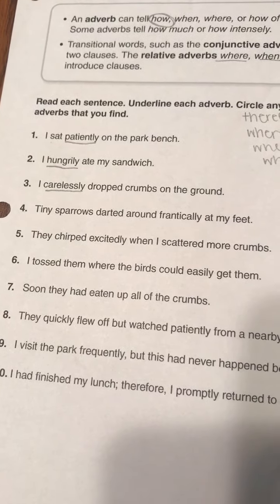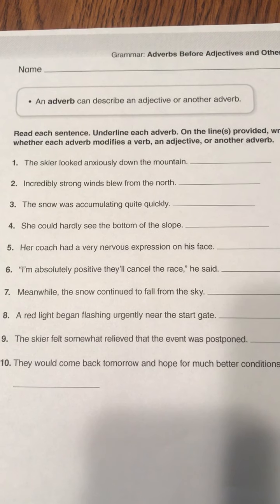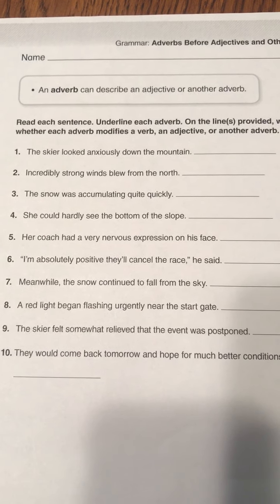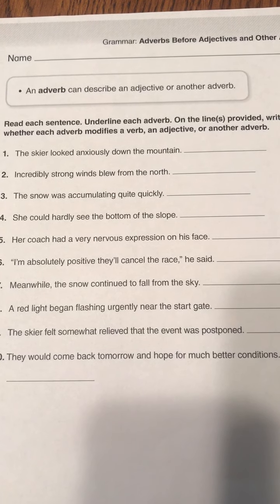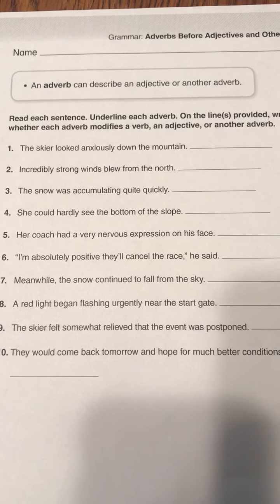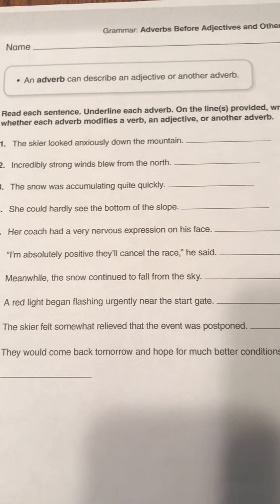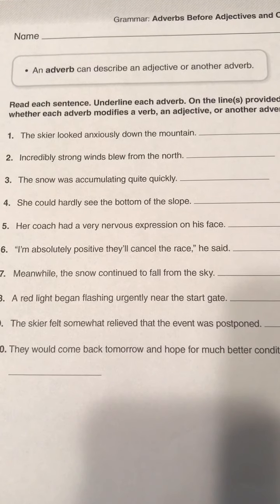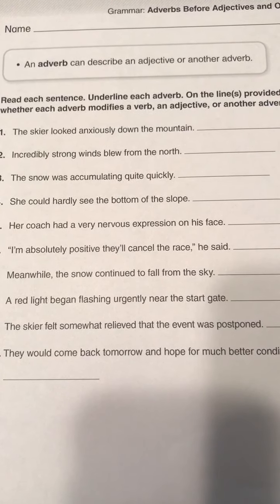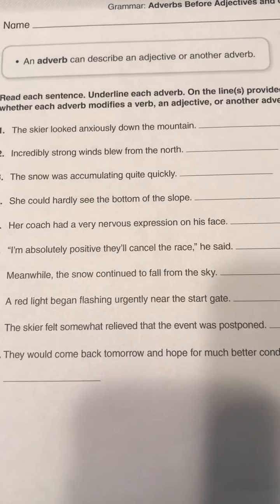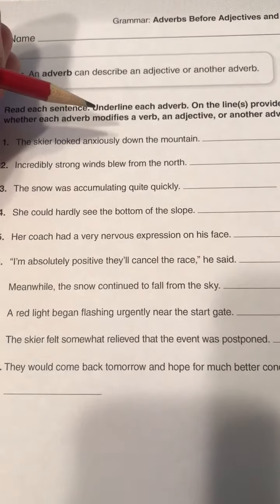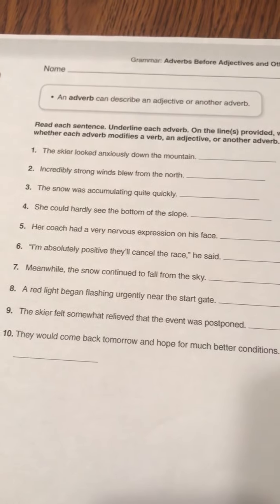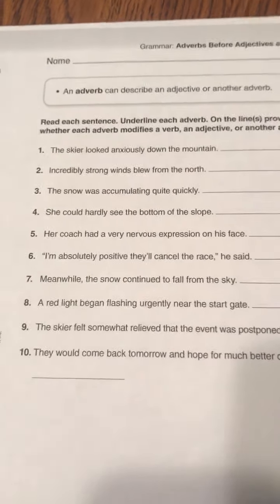At the top it says an adverb can describe an adjective or another adverb. So we're going to read each sentence, underline each adverb. On the lines provided, write whether each adverb modifies a verb, an adjective, or another adverb. That last part is going to be kind of tricky. I want you to focus on underlining each adverb. If we were in school, we would go into a lot more detail with this. So focus on underlining the right word that's an adverb, and then try the second part, writing it on the line. I want you to try it, but I want you to more so focus on the underlining, okay?